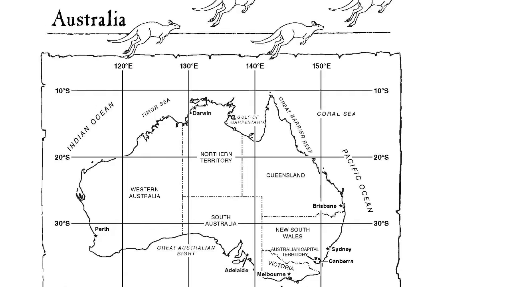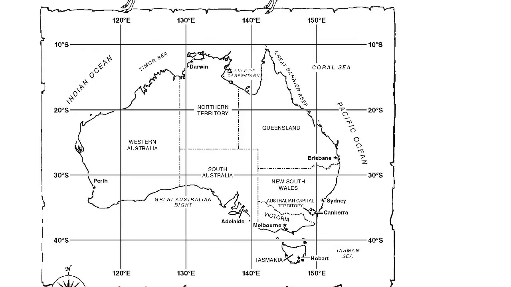So if we look at the location of Australia, we'll see that it ranges from 10 degrees south latitude, and as far south as about 45 degrees south latitude. And we are looking at about 115 degrees east longitude, and as far to the east as 155 east longitude.